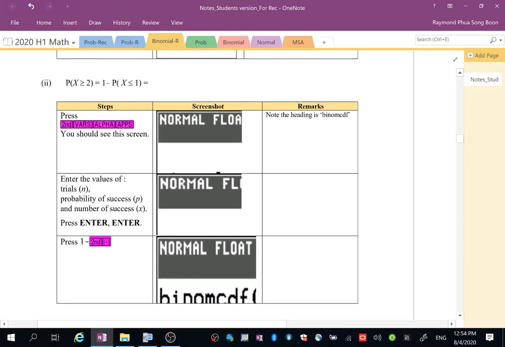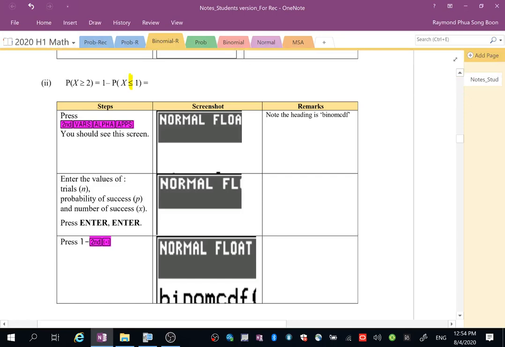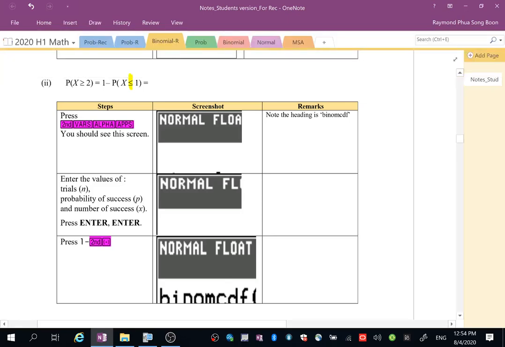Part 2, we want to find probability x greater or equals to 2, which is the same as 1 minus probability of x less than or equals to 1. So now, how are you going to find this? For this one, since it is less than or equals to, in your GC you should be using binom CDF.